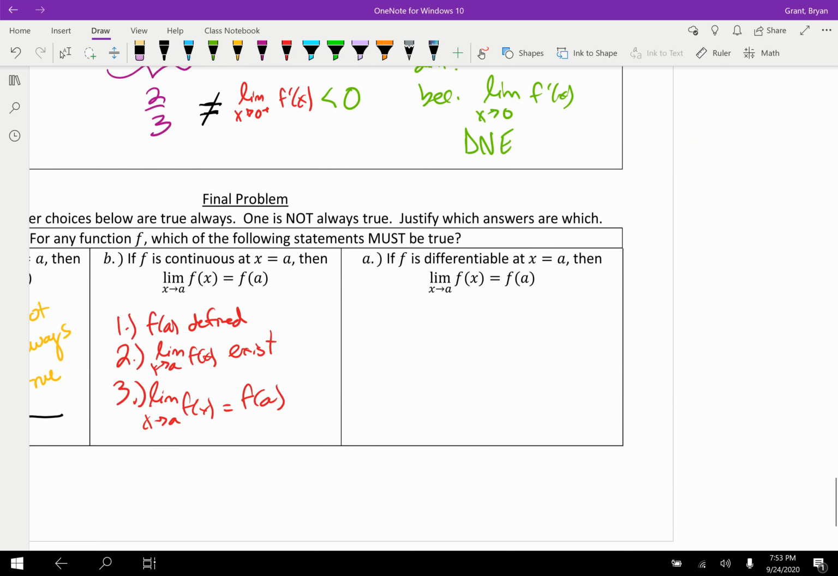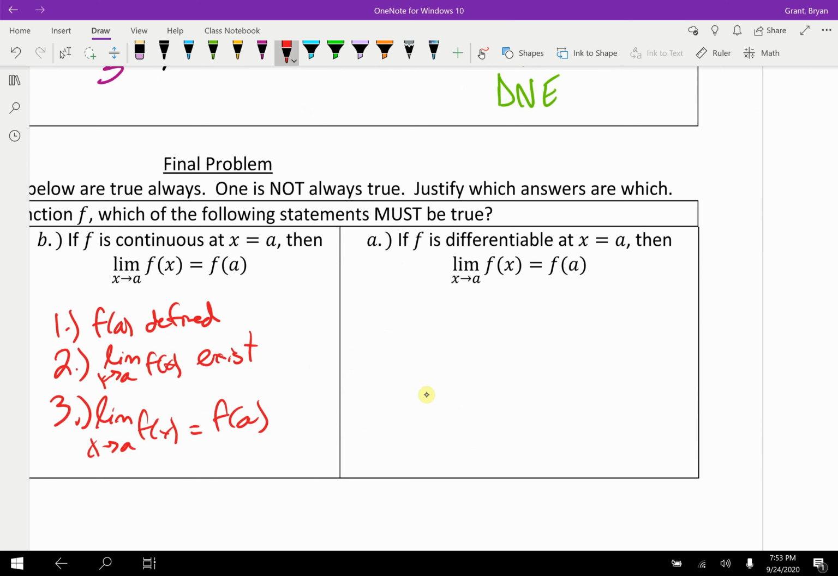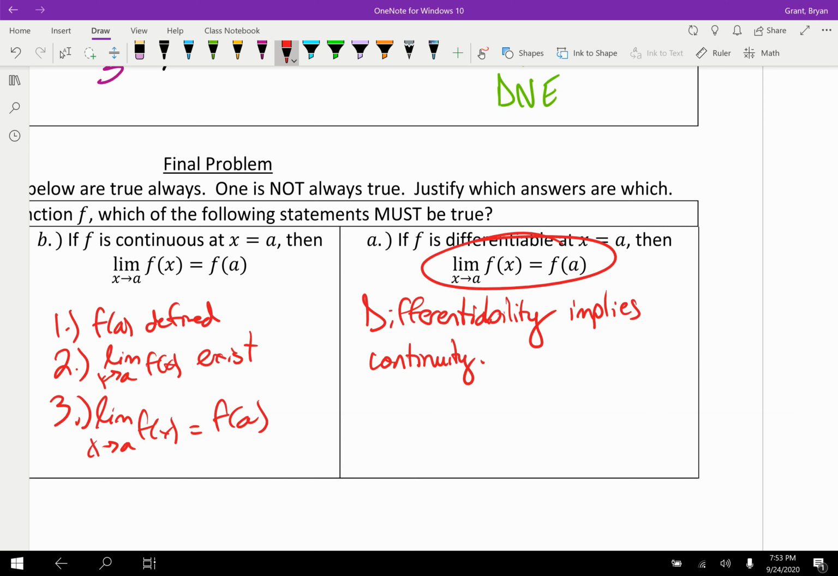Last but not least, if f is differentiable at x equals a, then does this have to be true? You're like, well, differentiable, isn't that slope thing? Well, yeah, it is. However, we need to remember that differentiability implies continuity. So if a function is differentiable, then it is also continuous. And if a function is continuous, is this true? Why, yes, it is. We just saw that over here.